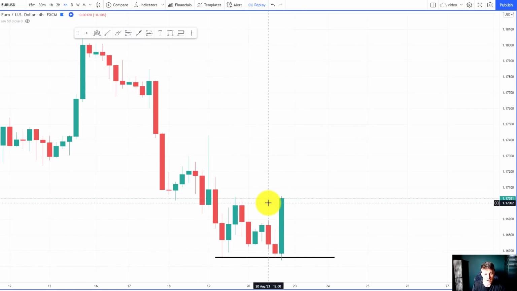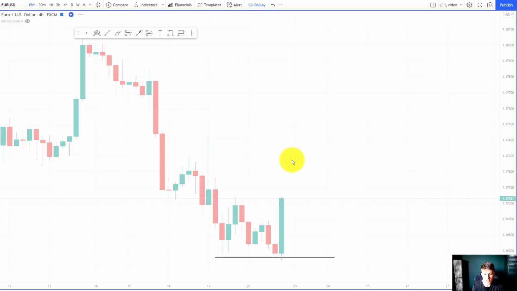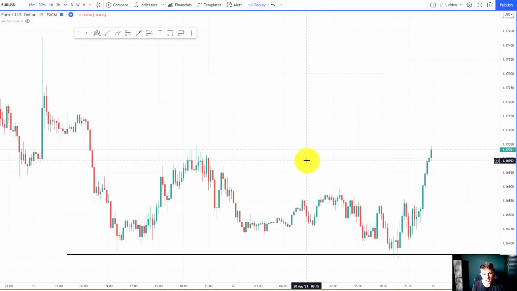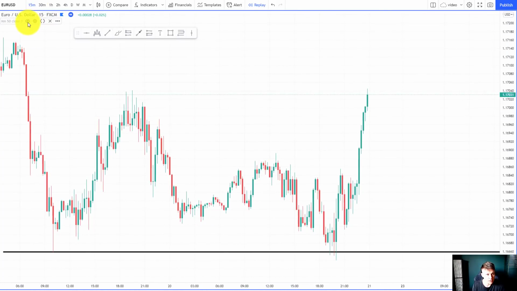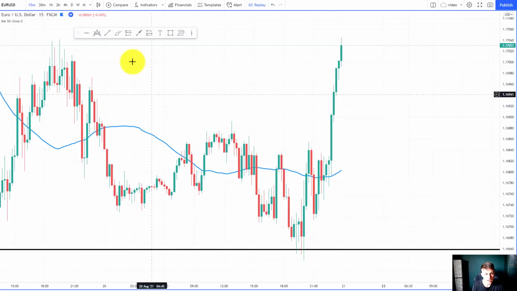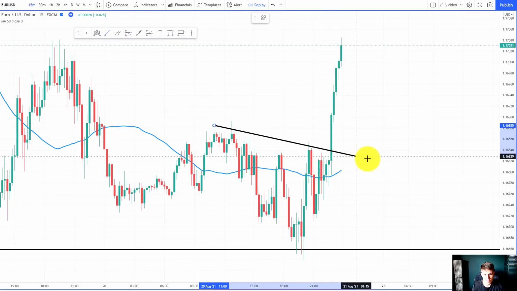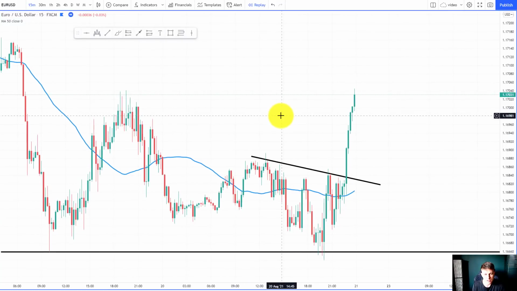Instead, what we are going to do now is go to a lower time frame. We're going to jump to the 15-minute, and let's see what we have. We're going to turn on again our 50 period. And what do we have? We have already here our breakout out of this structure, but obviously we don't want to go long now because the market has already moved higher.